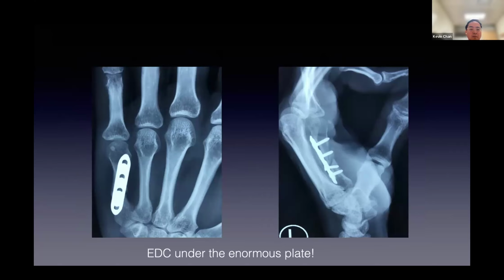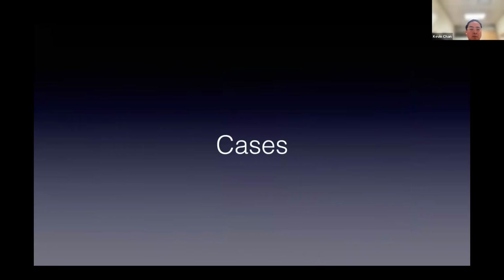with a displacement of the fracture, and when I went to revise it, I found the EDC was actually under the plate, which would account for the lack of passive flexion. So don't do that. I've been asked to put some cases together. I've put some cases together. I'm not sure if you'll get through all of them, but I tried to find some interesting ones from my practice in the last few months.